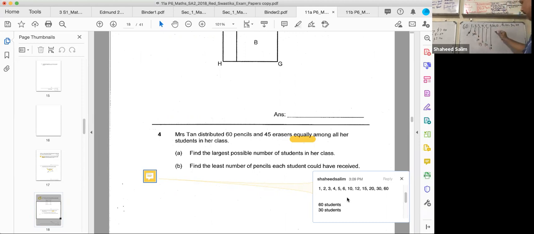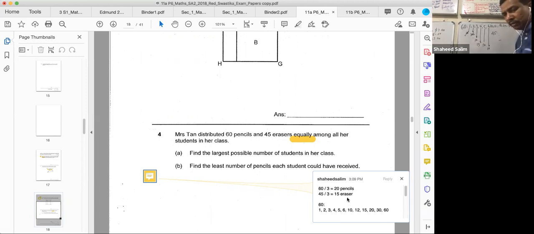Then you take 45, same thing. You divide by its factors. The factors of 45 are right here: 1, 3, 5, 9, 15, and 45. So now you divide. 45 divided by 1, there are 45 students. There's no 45 on the other side, so this one is out. 45 divided by 3, you get 15 students. 45 divided by 5, you get 9 students.